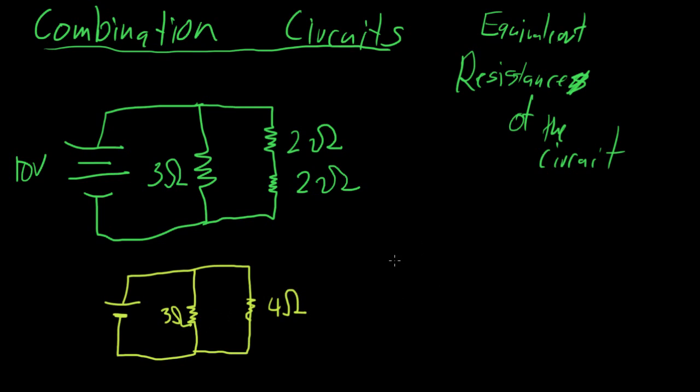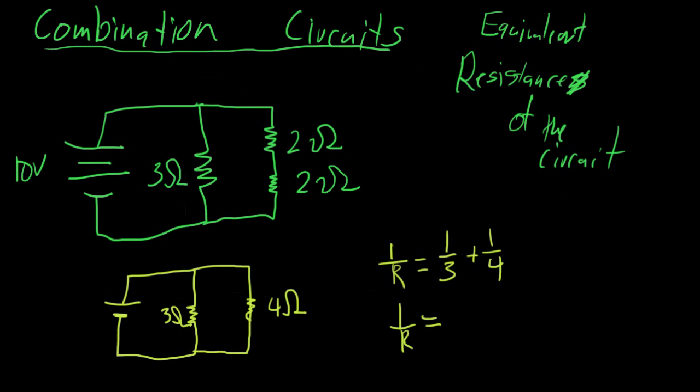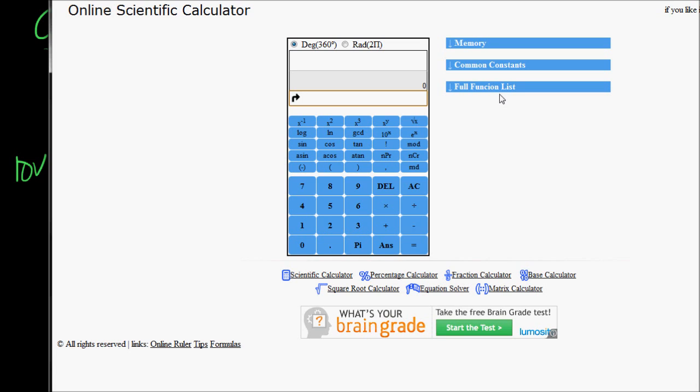So how do we find equivalent resistance in parallel? Well, we have to do 1 over R equals 1 over 3 plus 1 over 4. Okay, so 1 over R equals, well, let's see. I probably ought to use parentheses. This is something you guys have been struggling with. 1 over 3 plus 1 over 4 is 0.583 repeating.